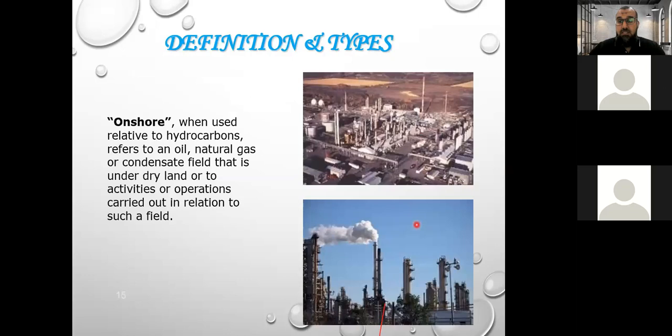Another definition we will study now is onshore. What do you mean by onshore? Onshore is any plant that exists on the earth, on the ground. It is not on the sea, it is on the ground, on the shore actually. So everything on this earth is called onshore. This onshore is all the plant operated out of the sea, like this area.